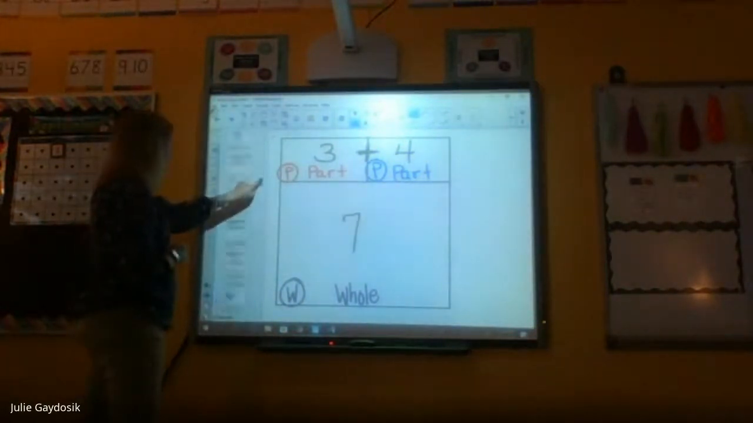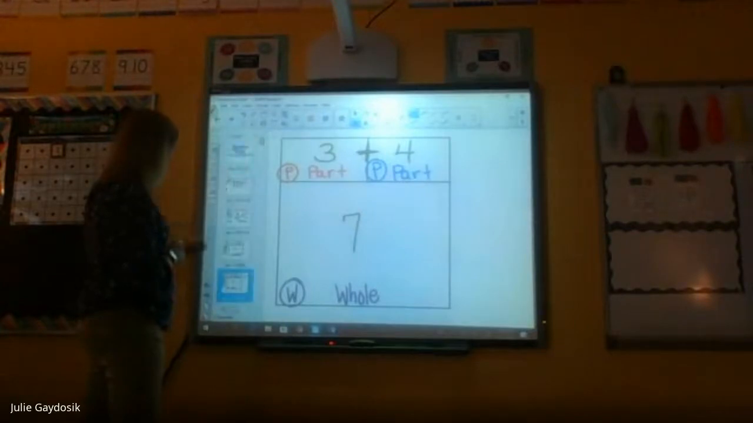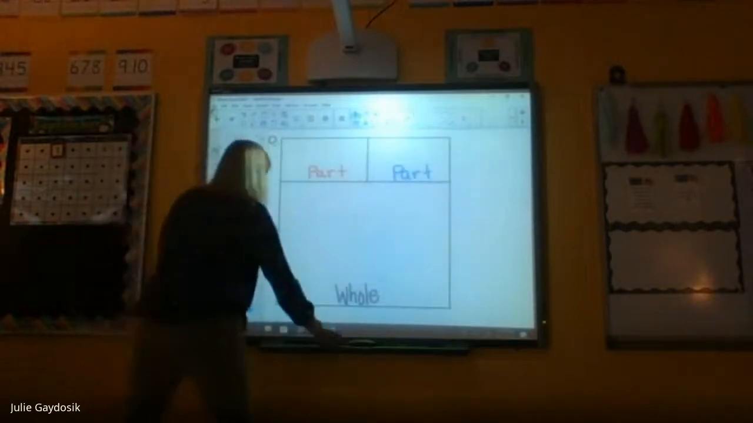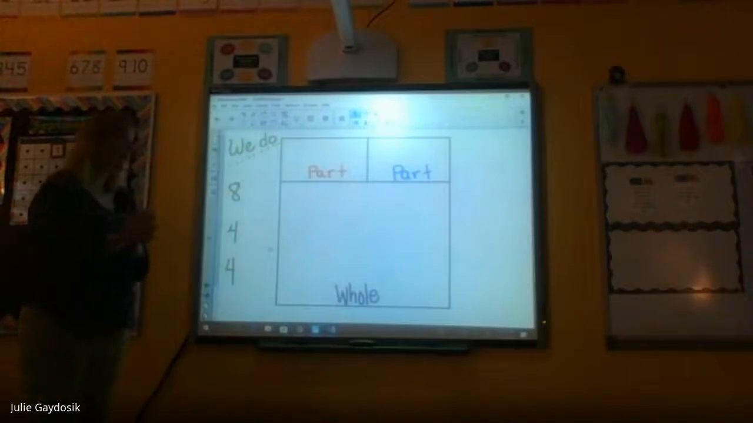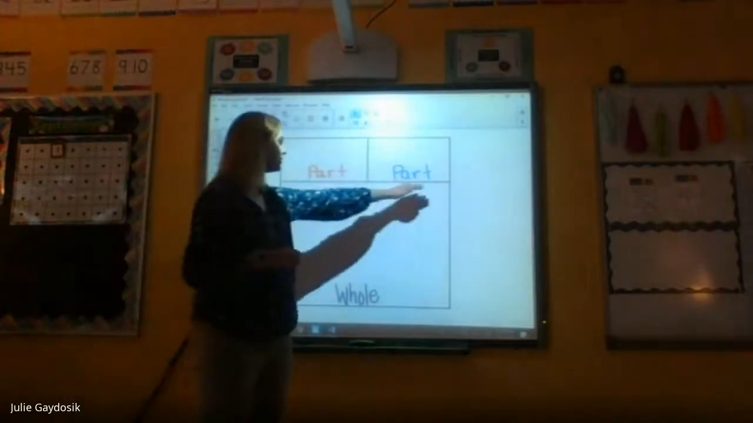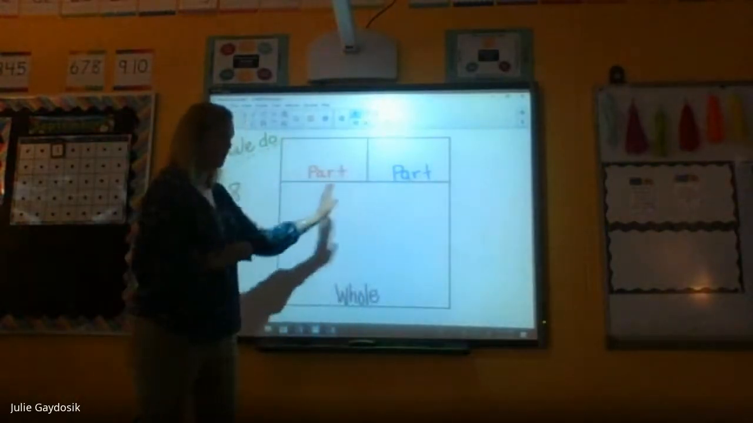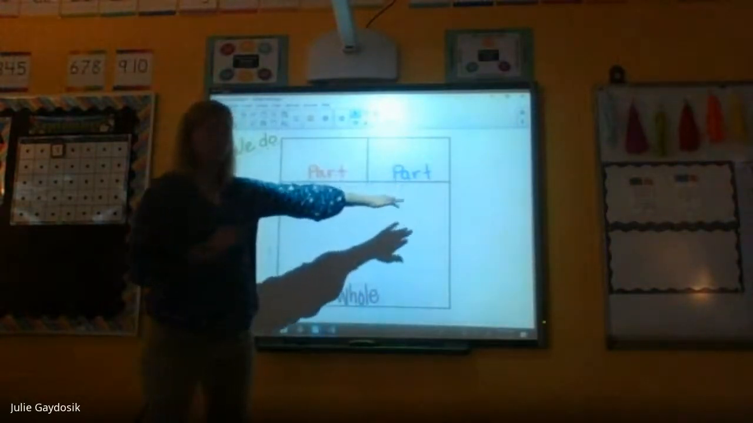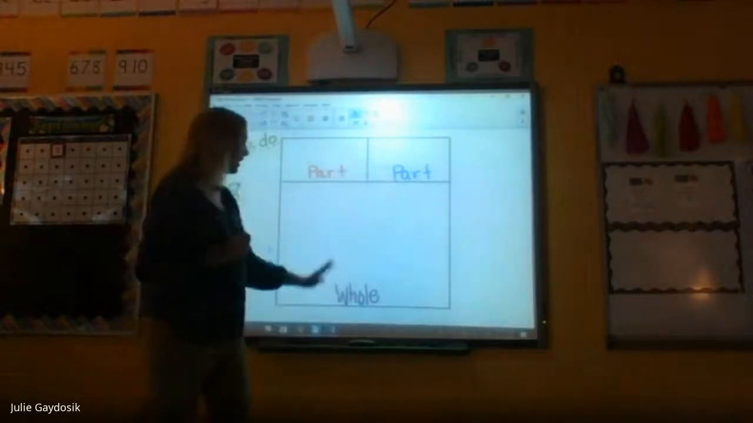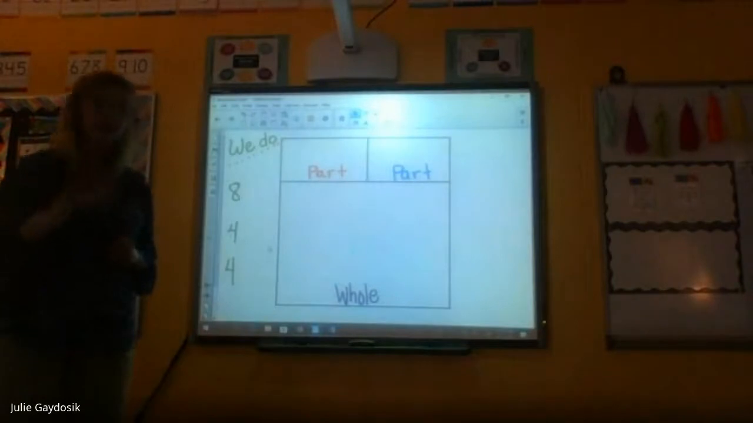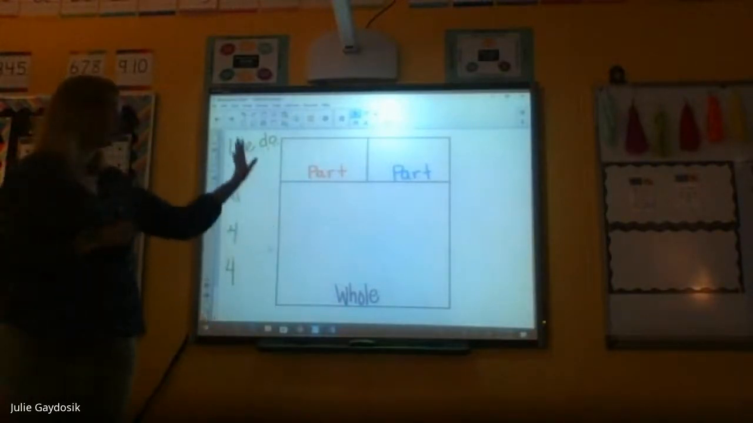All right, we're going to try another one. We're going to talk about something just a little bit different. So we're doing this together. Next page in your notebook, you're making this rectangle. You're drawing a line across the top, making this part bigger on the bottom. Makes sense, right? Because this is the bigger number. And you're making these two spots smaller. Make sure they're big enough to write a number, but part, and then whole in the bigger spot. And then our numbers are 8, 4, and 4. I want you to pause this if you need to completely draw this part, whole chart.